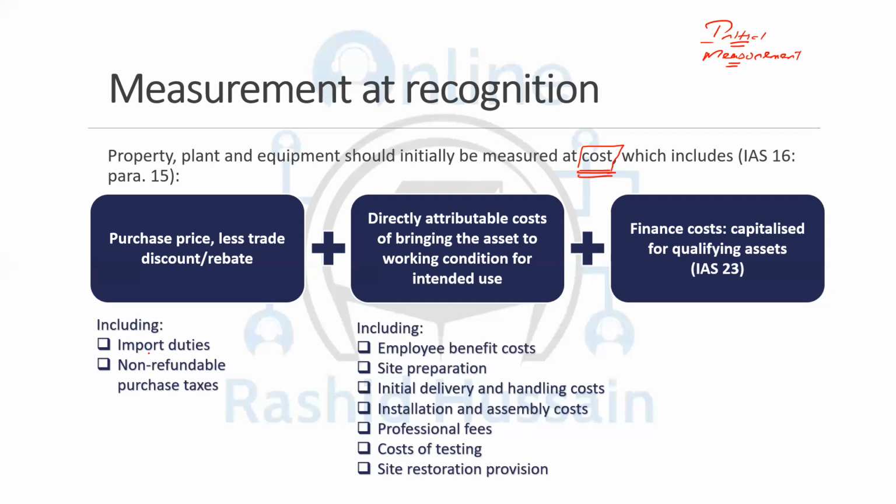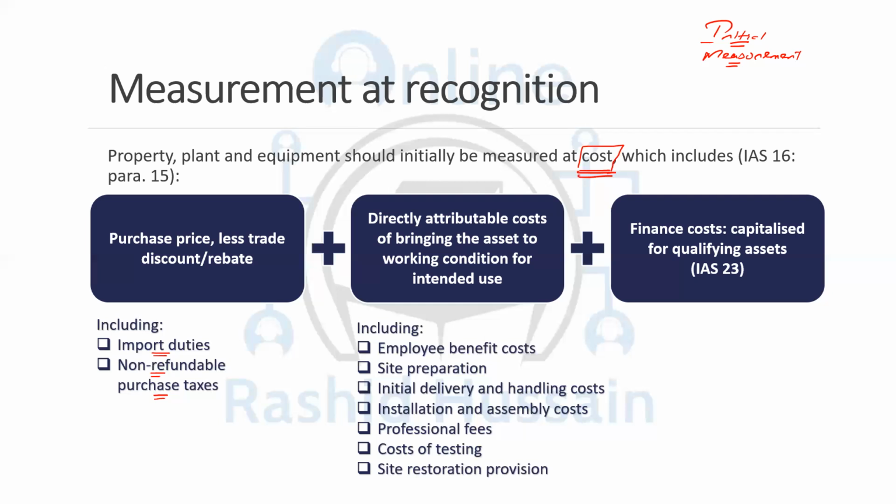Including import duties, for example, I bought something from, let's assume, China, and I'm bringing it to my country. I'm going to pay the import duty on it, and non-refundable purchase taxes. That will be part of the cost as well. But for example, if the government, let's assume I'm buying an eco-friendly asset, says initially you're going to pay the tax, but if the asset is eco-friendly and we confirm it later on, then all the tax will be refundable. In that case, the refundable taxes should not be made part of the cost of the asset.